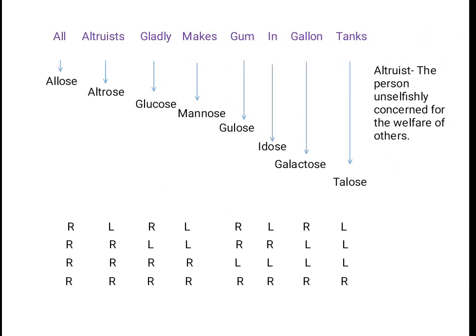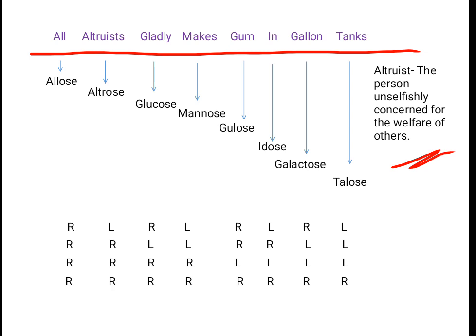How to remember this? This is the easiest form. "All altruists gladly make gum in gallon tanks." By remembering this, you can remember all the aldohexoses properly. And what does altruist mean? An altruist is a person unselfishly concerned for the welfare of others.